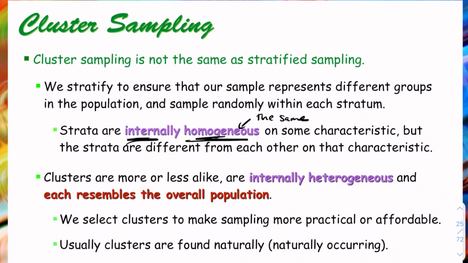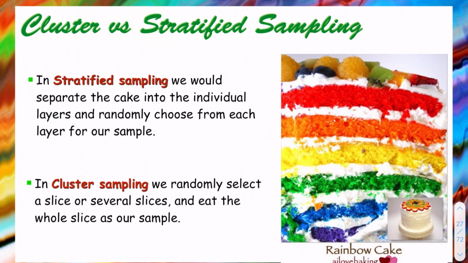Clusters are more or less alike, are internally heterogeneous, so they're mixed up, and each resembles the overall population. We select clusters to make sampling more practical or affordable. So again, it's this give and take between we would love to ask everyone, we can't. Sometimes simple random sampling is just unfeasible. Maybe strata could be practical. We can do that in some cases. Clustering, other times, is more practical or affordable. Usually, clusters are found naturally. So we think naturally occurring clusters.